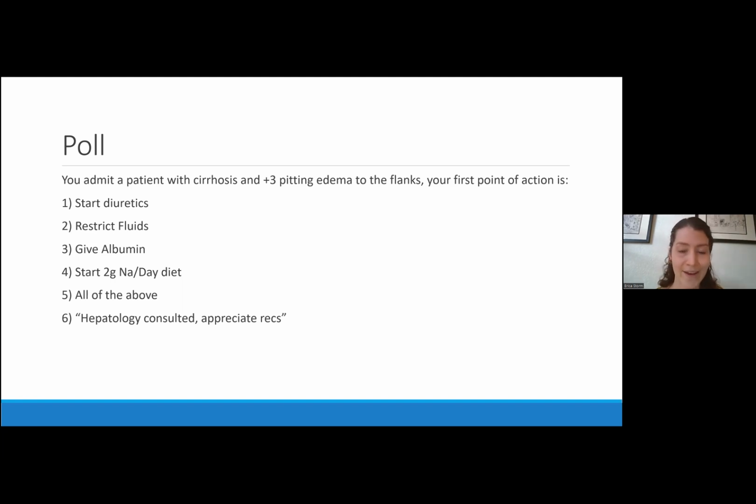Excellent. So I did make this a little bit tricky because although I would do probably top 3 of the 4 first ideas, I probably wouldn't give albumin as a first line agent. And I'm going to talk about that in a little bit. But before I do, I want to explain a little bit as to why.